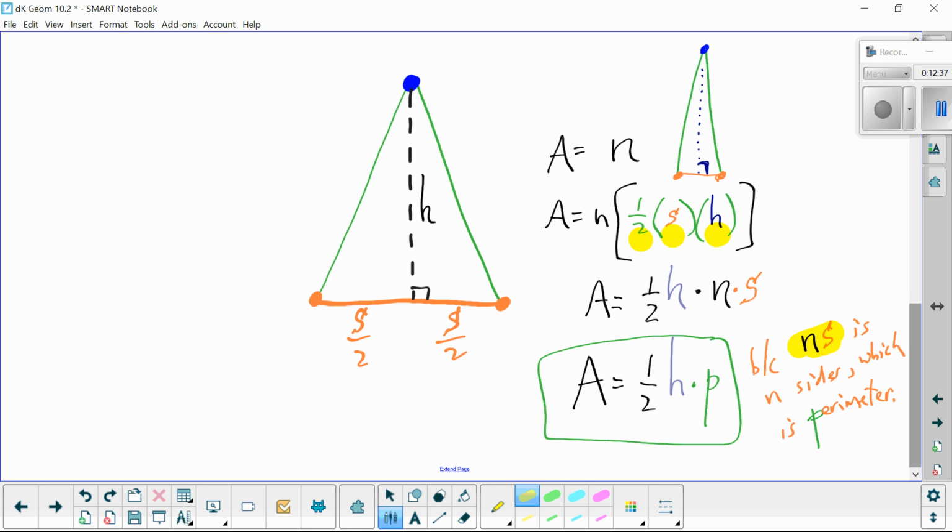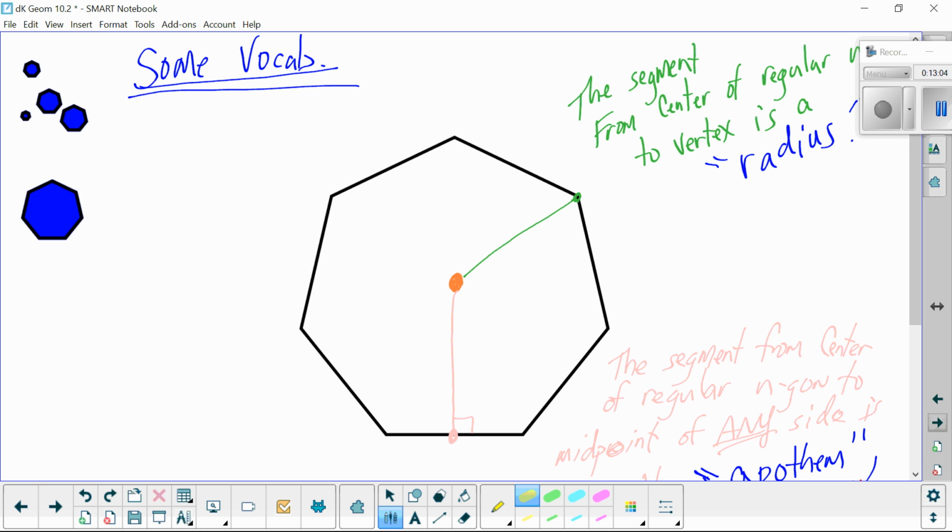All right, so for any regular n-gon, if you just knew the perimeter and what the height was of any one of those triangles, then the area of the entire regular n-gon is just 1/2 times the height of that triangle times the perimeter. That was a general case. The process we went through was the same as the last two examples, so hopefully the process is starting to feel pretty natural to you.